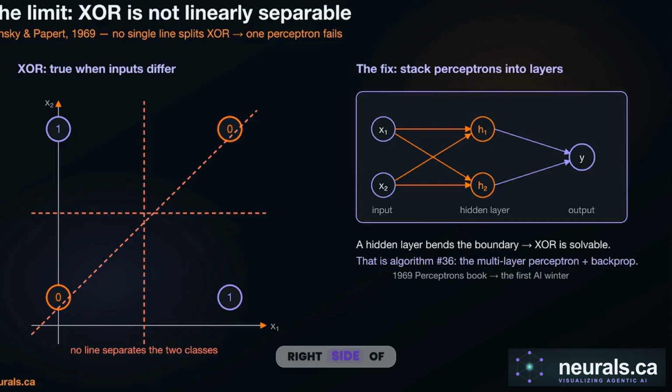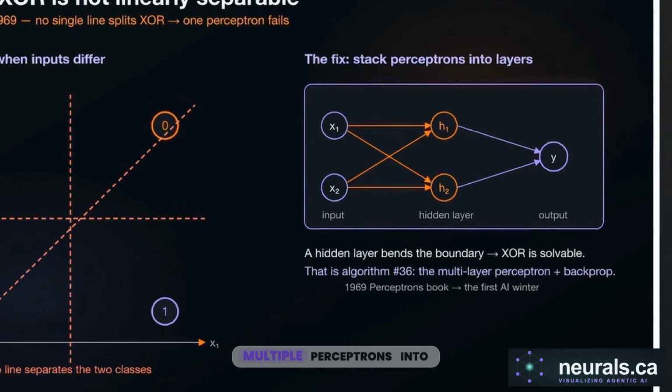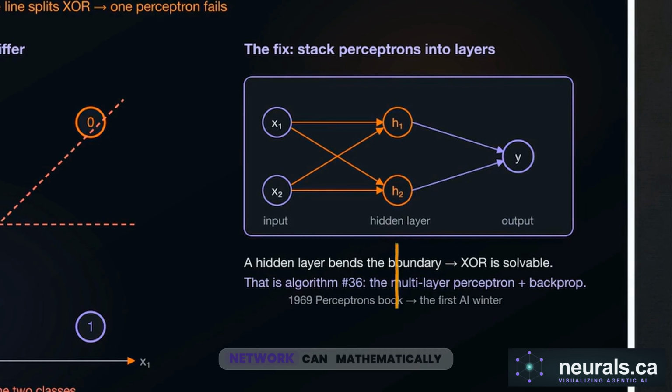Look at the right side of this diagram. This is the architectural mutation required to survive the XOR problem. By stacking multiple perceptrons into hidden layers, the network can mathematically bend the decision boundary. Complex problems are suddenly solvable.